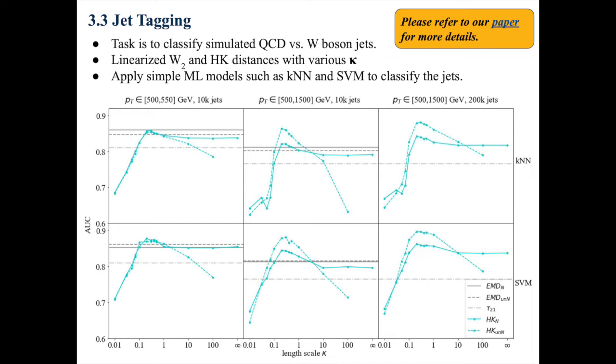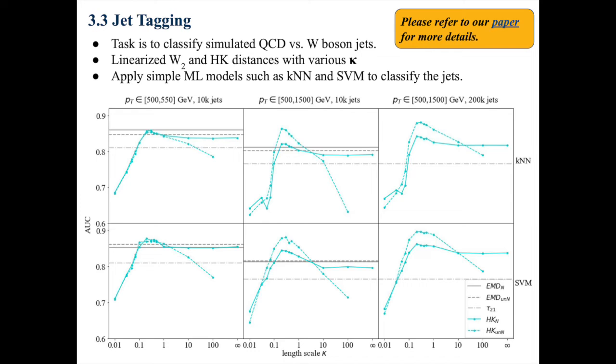First, our linearized framework achieves tagging performance comparable or even better than the EMD approach with significantly less computational power. Indeed, computing the LOT coordinates on 200,000 jets takes less than an hour, whereas it is infeasible to calculate using the exact EMD metric. That is why we don't have the two lines here in this plot. Second, when the pT difference is large, focusing on these two columns, the unbalanced HK distance shows a clear advantage over the balanced W2 case.